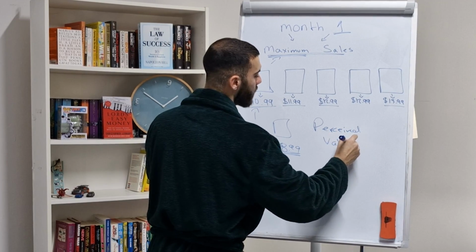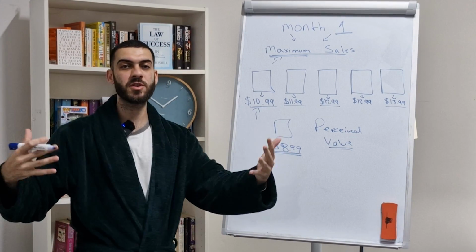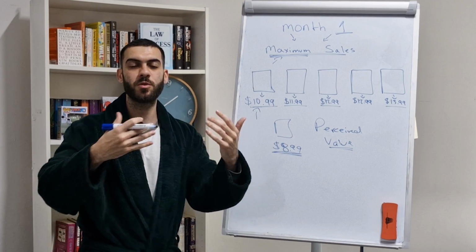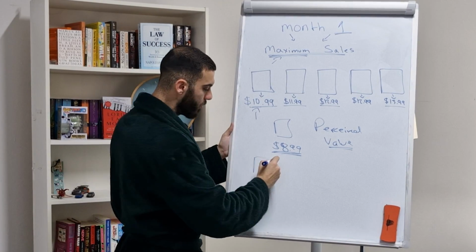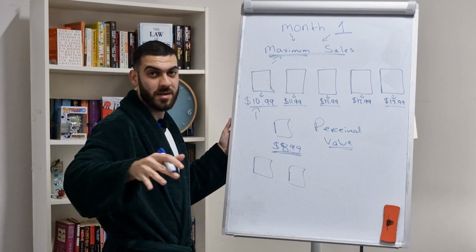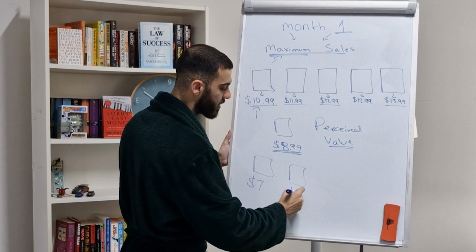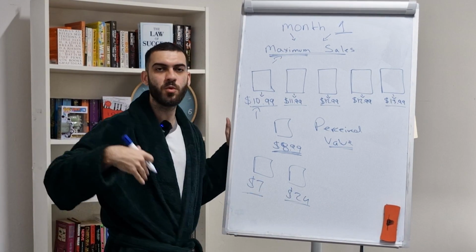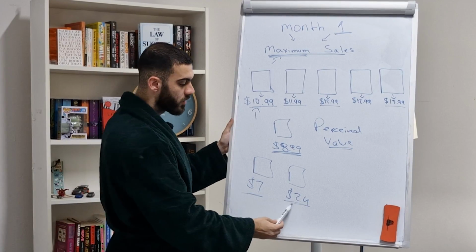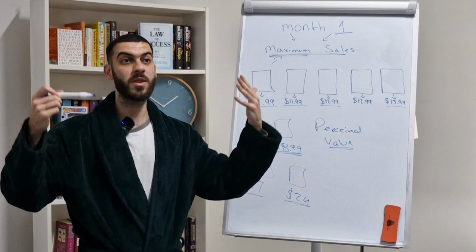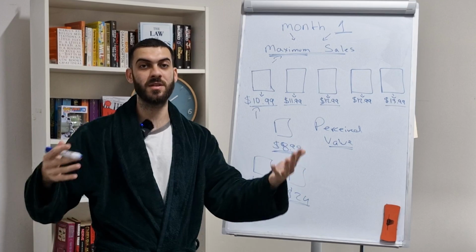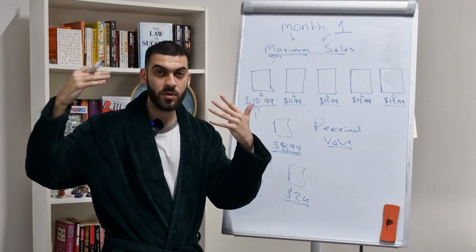What's your perceived value? This basically means, based on the information that I have, how much do I think this product is worth? So if I give you two books, exact same niche, everything the same, but one is priced $7 and the other one is priced $24, which one seems more valuable? Automatically you go to the $24 because you're like, well, there must be a reason that it's priced so high, and you want to know that reason.